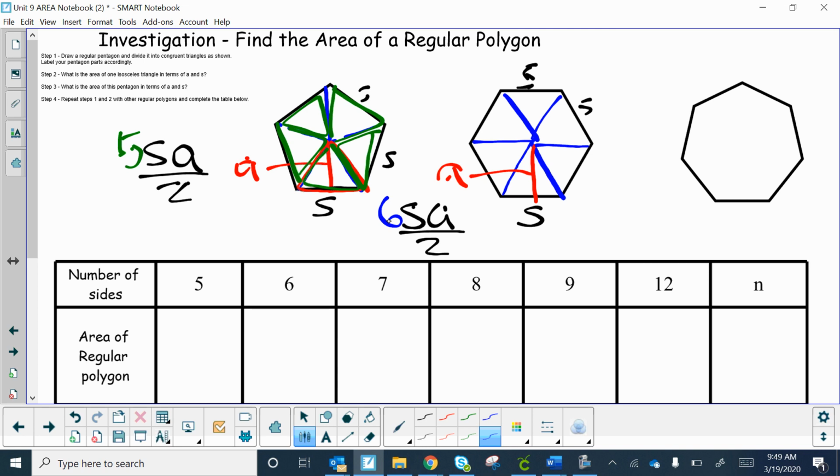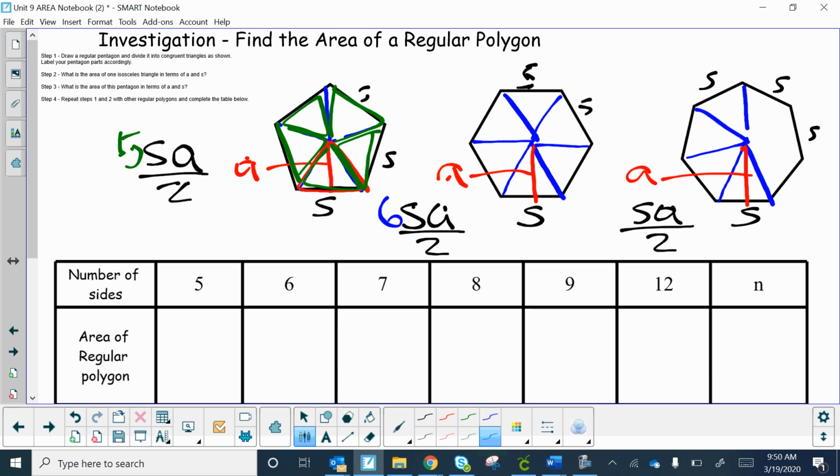All right, one last time for this heptagon over here. The apothem goes straight down the middle. The bottom is going to represent S. All of them represent S. And the area of one isosceles triangle is base times height divided by 2. How many of these triangles do we have? We have 1, 2, 3, 4, 5, 6, 7. So I'm going to multiply that by 7.